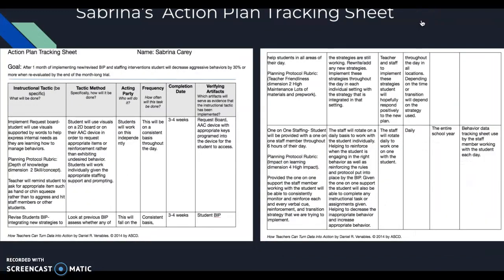Here's my action plan tracking sheet, and I really focused on the student's BIP that I'm going to be revising. I started to write it last year, and we revise it every time we add a new strategy. So I have that in there, as well as the one-to-one staffing the student just got this year, which should make a huge difference academically as well as behaviorally. So I listed out some of those and went through using the rubric to show what type of dimension the instructional tactic is going to be.